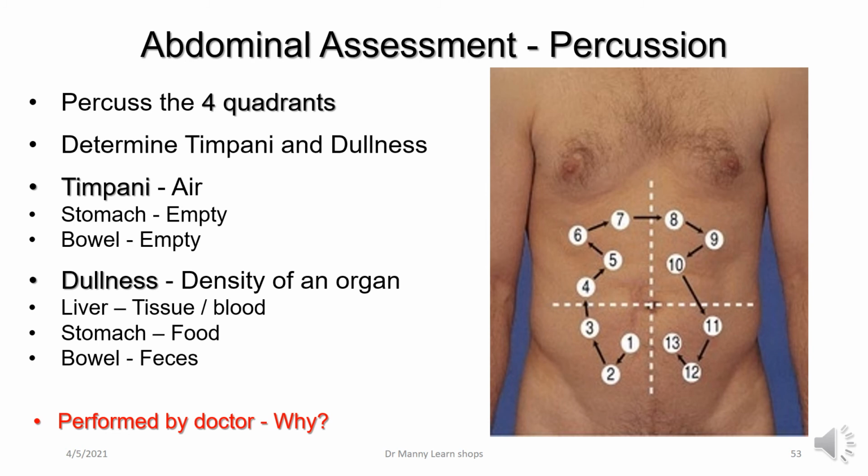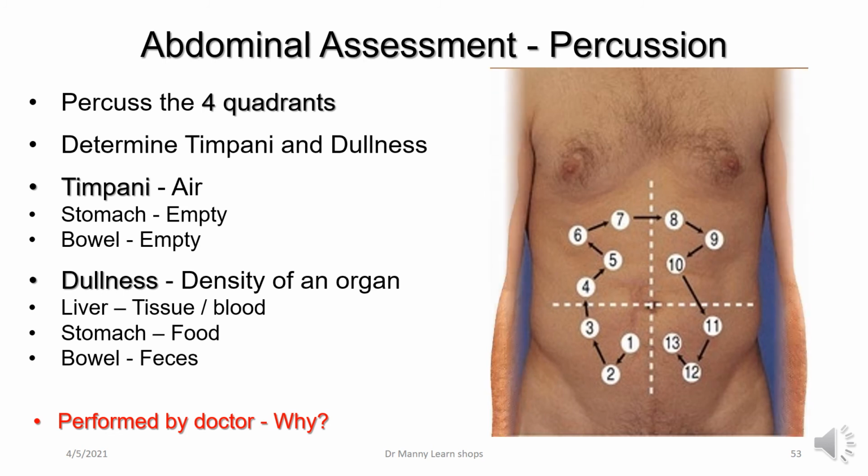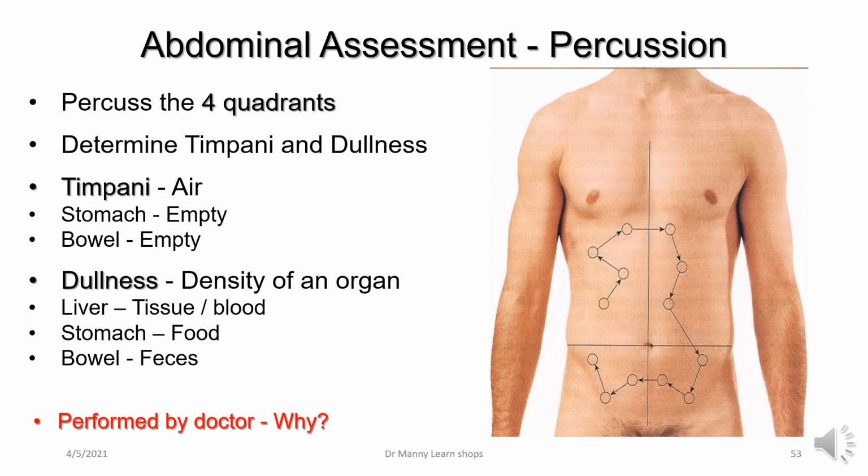The liver is typically dense. There's tissue and blood. Stomach, if it's dull, there's food in there. Bowel, if it's dull, there's feces in there. Again, it's typically performed by a doctor because there could be issues that could relate to rupture of whatever the organ is. You can use whatever sequence as long as you cover the 4 quadrants. But typically it won't be the responsibility of a nurse, not a nurse in Malaysia. If you're a clinical specialist, you may be required to do it, but it depends on the country, the expectations, and your permissions, your authority.